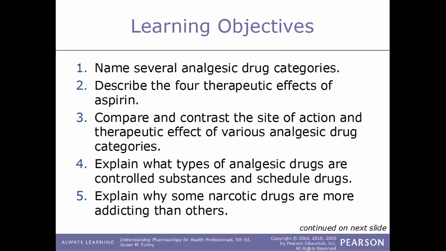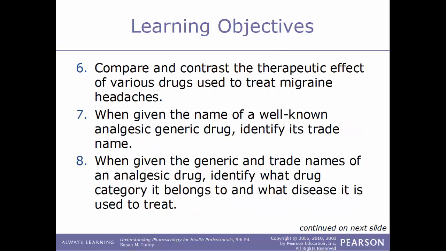Learning objectives for this chapter: name several analgesic drug categories, describe the 4 therapeutic effects of aspirin, compare and contrast the site of action and the therapeutic effect of various analgesic drug categories, explain what types of analgesic drugs are controlled substances and scheduled drugs, explain why some narcotic drugs are more addicting than others, compare and contrast the therapeutic effect of various drugs used to treat migraine headaches.